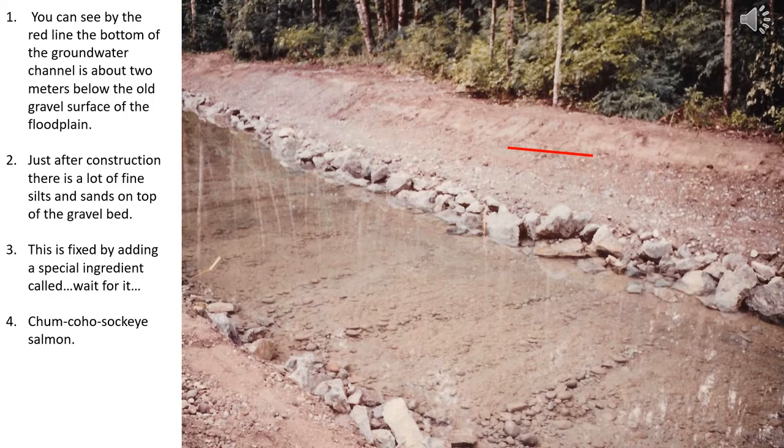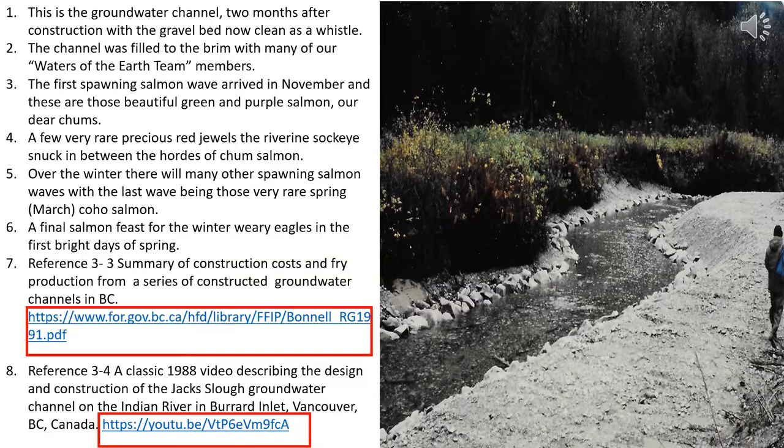So what do we need? We need some spawning fish to make that gravel the best it can be. So all you have to do is add spawning fish and it looks quite different. So this is a picture of a groundwater channel 2 months after construction. You'll notice the gravel bed is now clean as a whistle. So typically the first fish arrived, often they are chum salmon.